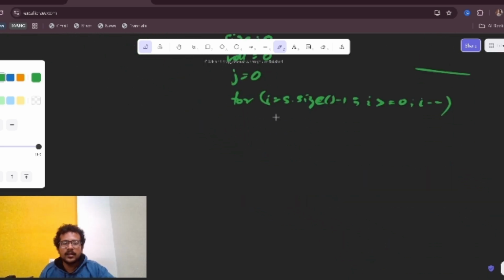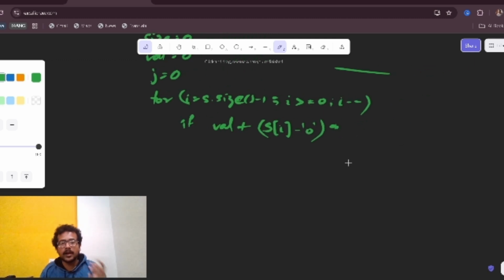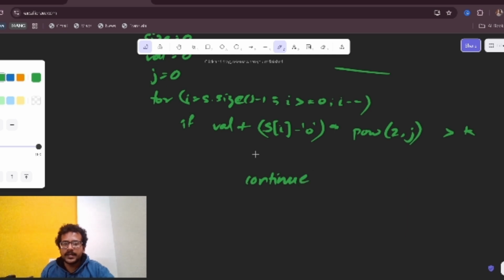Now let us see. If value plus s of i minus 0, which is the digit, 1 or 0, into power of 2 comma j is greater than k, just continue. But before that, I need to increment the j value. So j plus plus. That means if value plus s of i minus 0 into power of 2 to j is greater than k, then just continue, and before skipping this, increment j.